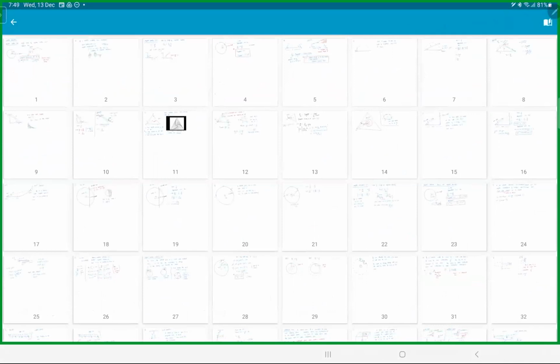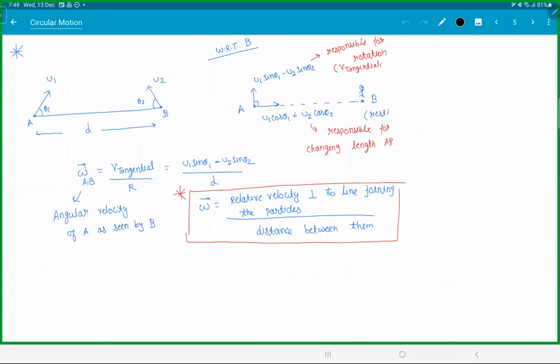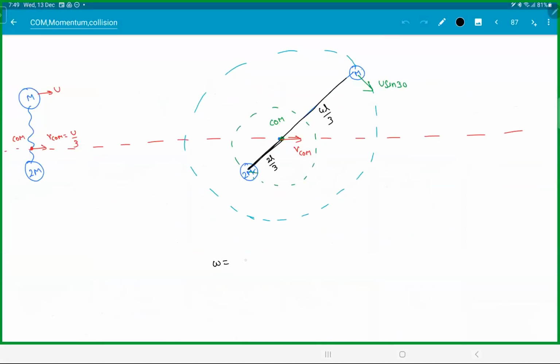Where is that? This one. If you have two particles having velocities, you take the velocity perpendicular to this thing by the distance between them. Isn't that how you find omega? Circular motion page 5, check it out. So omega will be V relative perpendicular to the string by the distance between them. That way you'll get omega pretty fast. Luckily, there's only U sine 30 and the distance between them is 2L. So omega is actually U by 4L.